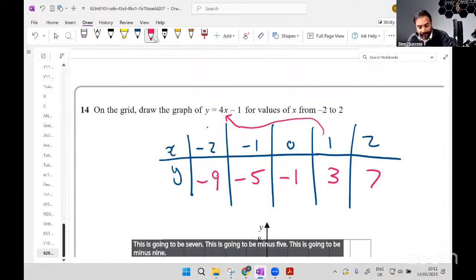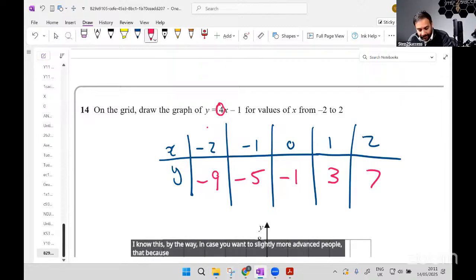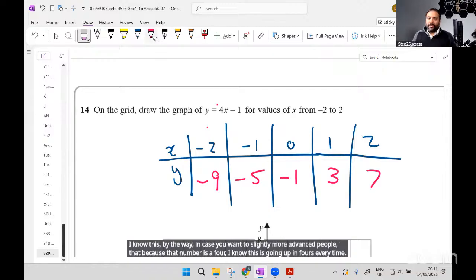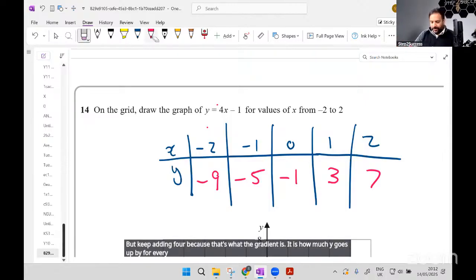I know this, by the way, in case you want to, for slightly more advanced people, that because that number is a 4, I know this is going up in 4s every time. So you literally can just do it once and get all of the other values by keep adding 4, because that's what the gradient is. It is how much y goes up by for every x value. So you could just literally do it once and then get the others quite easily.